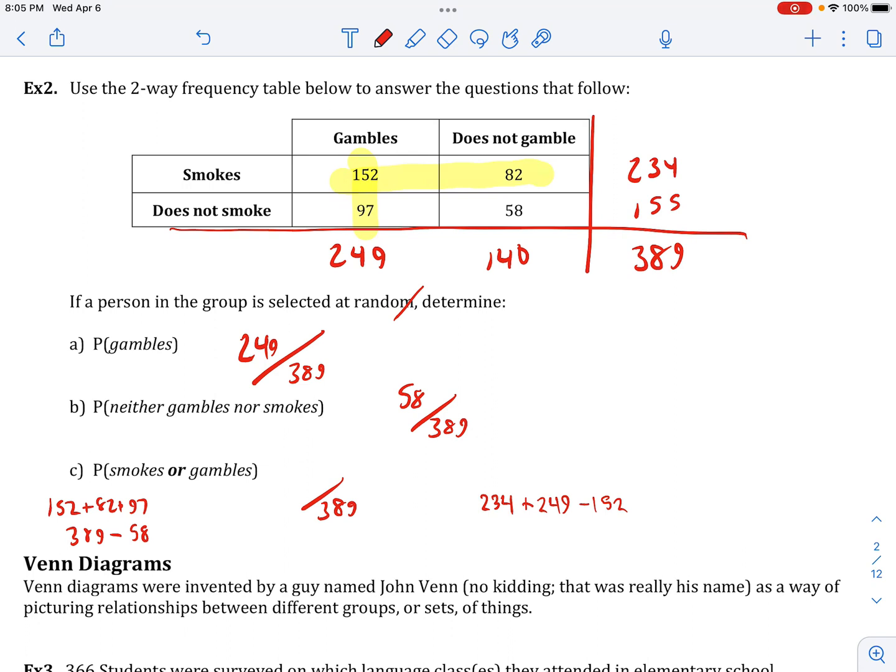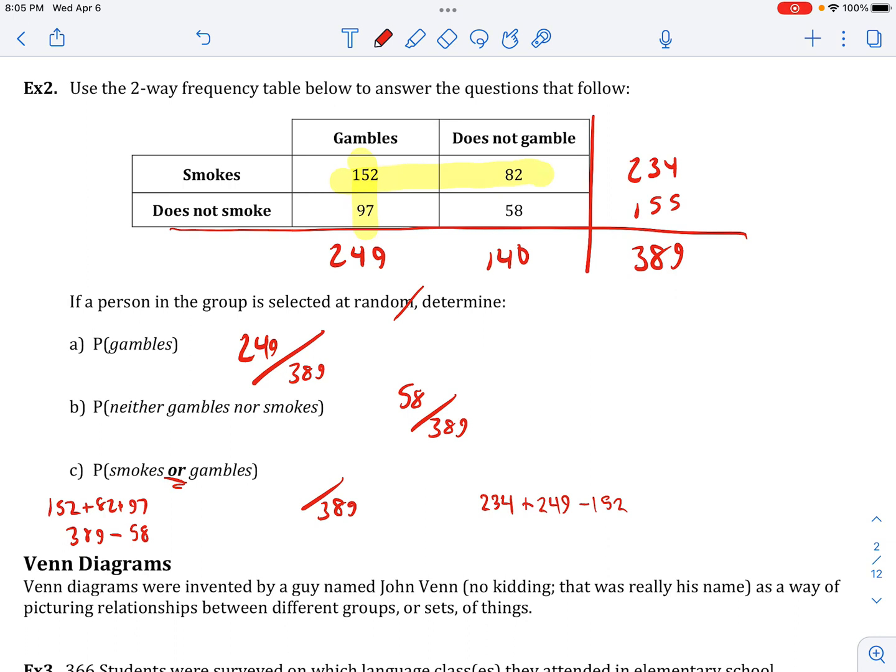Speaking of overlap, when we say smokes or gambles, do we include the people who do both? Yes, we include the people who do both. If you are a smoker and gambler, and I hope you're not a smoker and a gambler. I hope you're neither. Anyway, if you are someone who smokes and gambles, say if you're part of this 152, and someone comes up and asks you, hey, do you smoke or gamble? You're not going to say no. You're going to say, no, excuse me, I smoke and gamble.